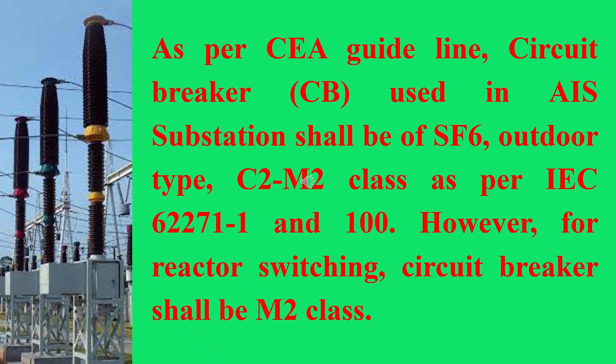As per CEA guideline, circuit breakers used in AIS substations shall be of SF6 outdoor type, C2M2 class as per IEC 62271-1 and 100. However, for reactor switching, circuit breakers shall be M2 class.